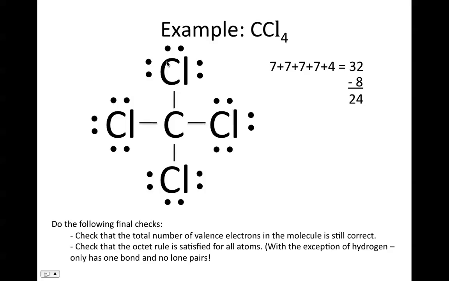So I place 6, 12, 18, 24, so I have no more electrons, which is a great thing for this particular example because that means I'm all set because I still have 32 electrons on my structure. Carbon has 2, 4, 6, 8 around it in the bonds, and each chlorine has 2, 4, 6, 8 around the bonding pairs and the lone pairs. So this is a complete structure for CCl4.